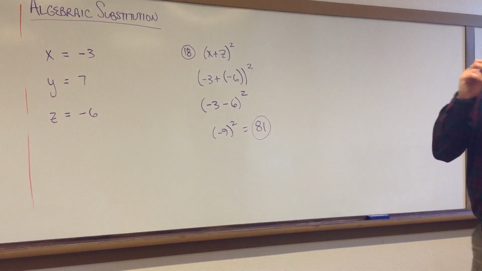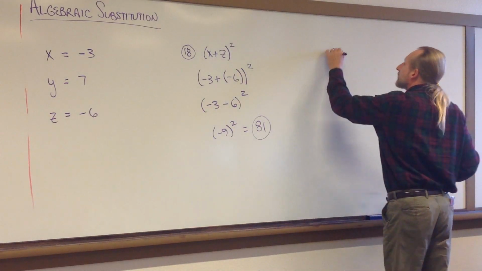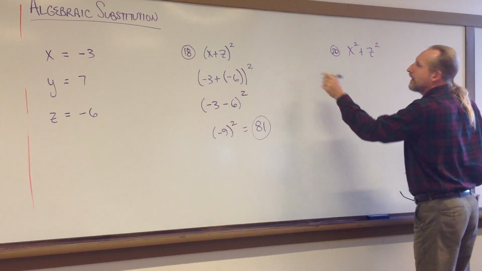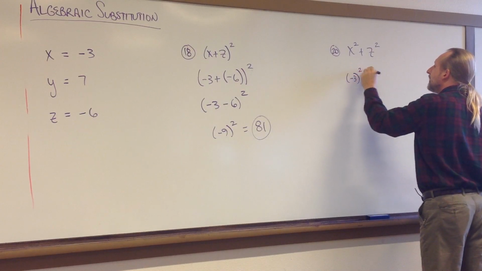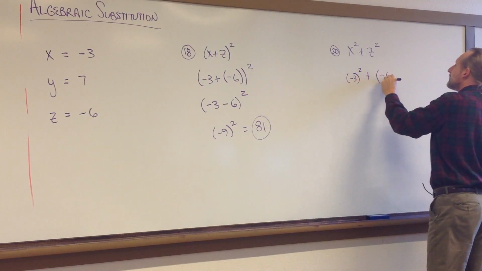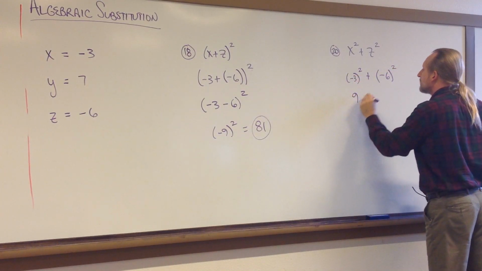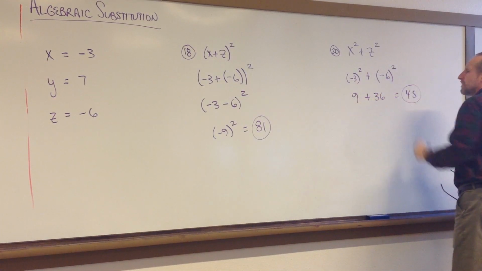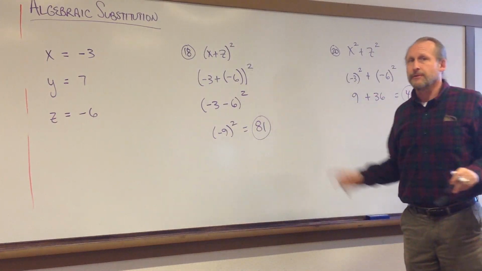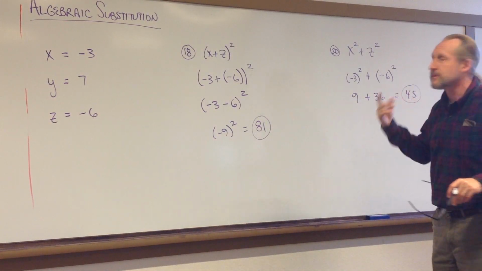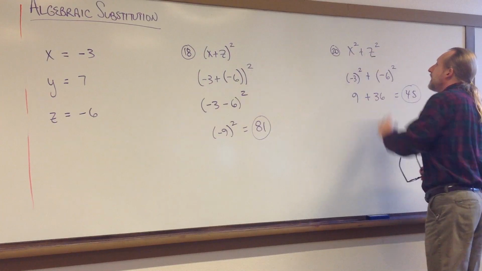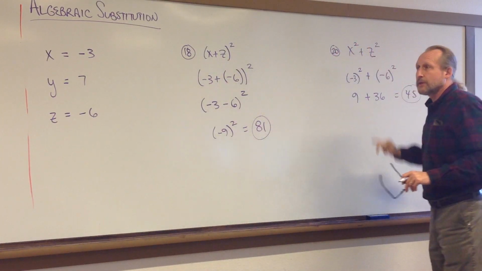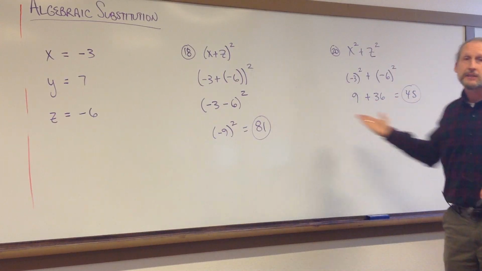Problem 20, x squared plus z squared. So the x again is negative 3, the z negative 6. So this one's 9, this one's 36, and together they make 45. Notice that these are different, and that's important. This is one of the most common mistakes in algebra that people make, is that they think that x plus z squared should be x squared plus z squared. But you can see that they're not the same.